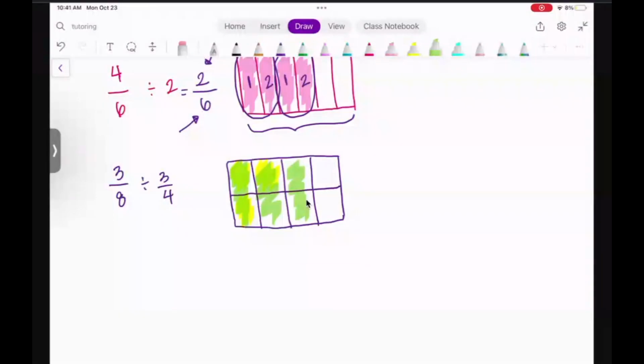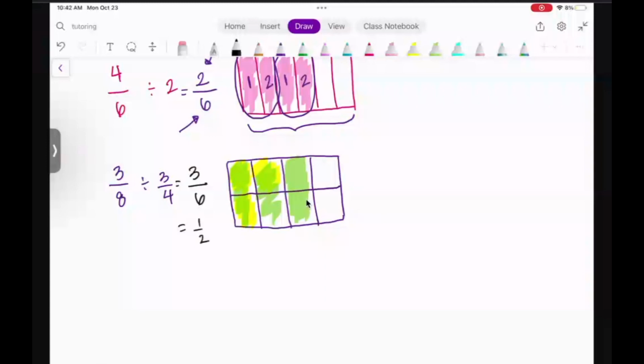In fact, if you look at how much you have, you have 3 sections out of the 6 green sections. Do you see that? So that's kind of our answer right there. Our answer is 3 sections out of the 6 sections, which equals 1/2.